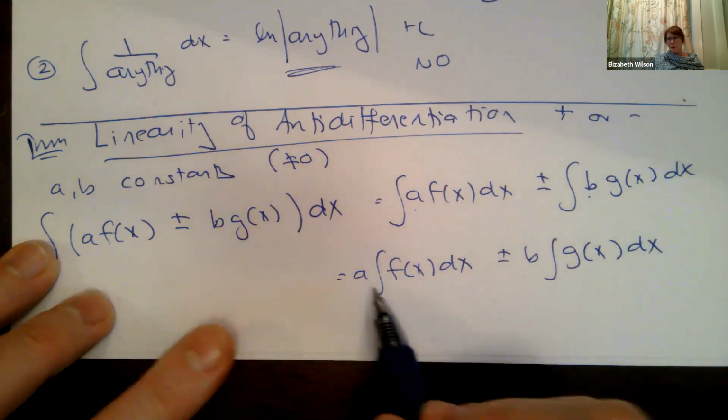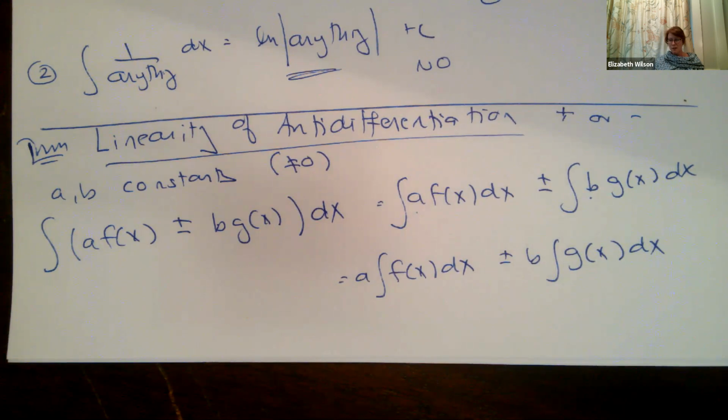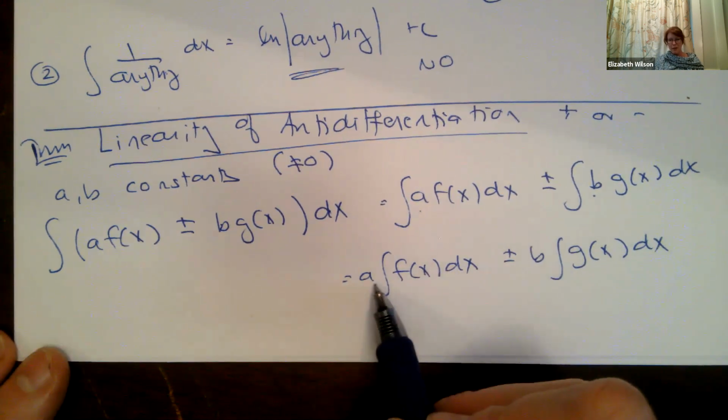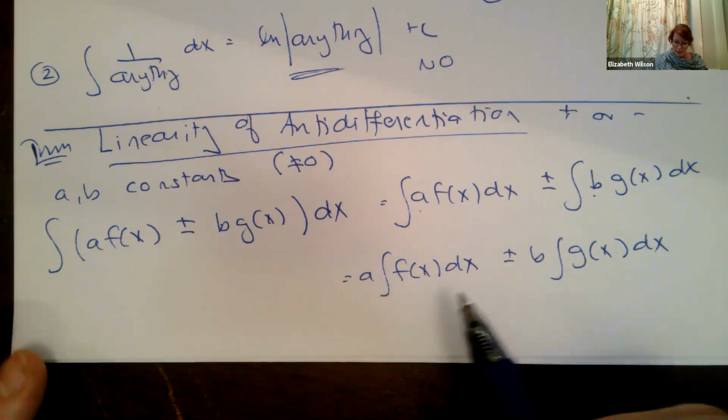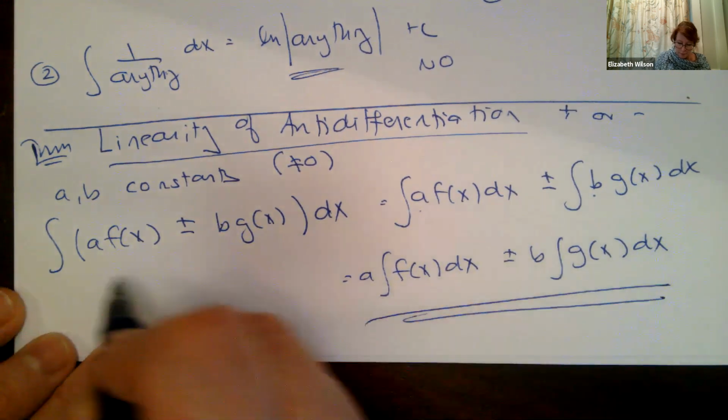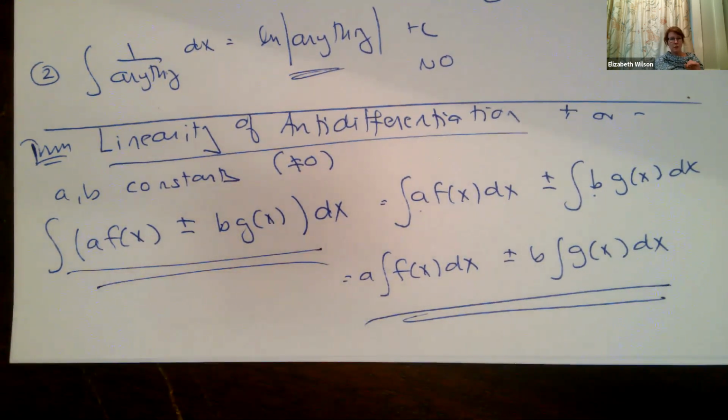Don't forget to multiply through at the end when you get an answer. Sometimes people do this nice thing, they bring it out, but then they forget to multiply it at the end, and that's bad. So that's our linearity. It only works with addition and subtraction.